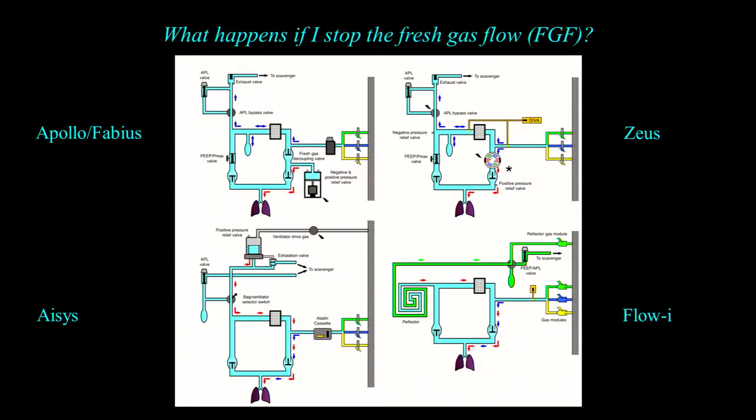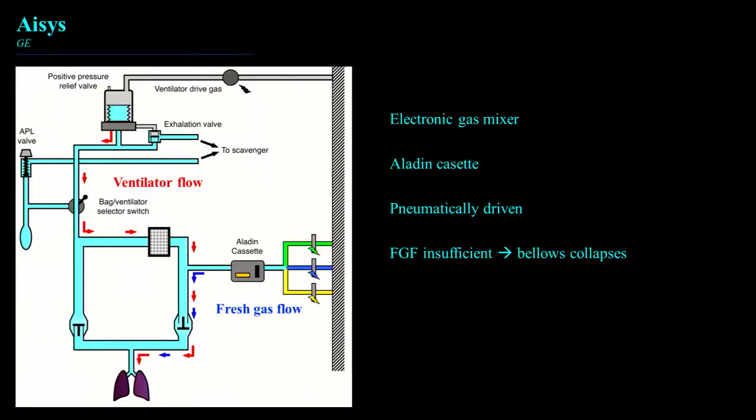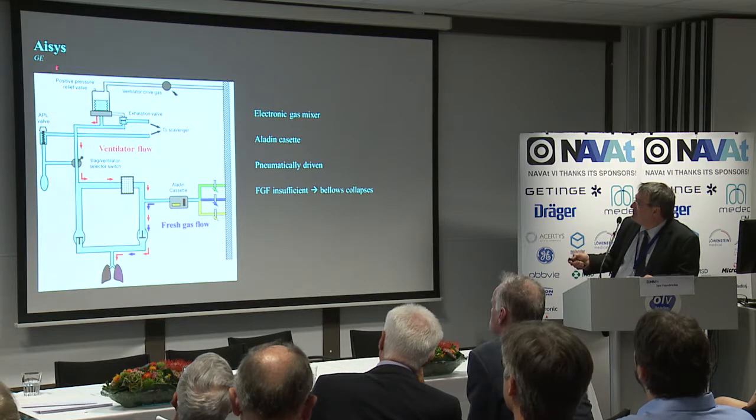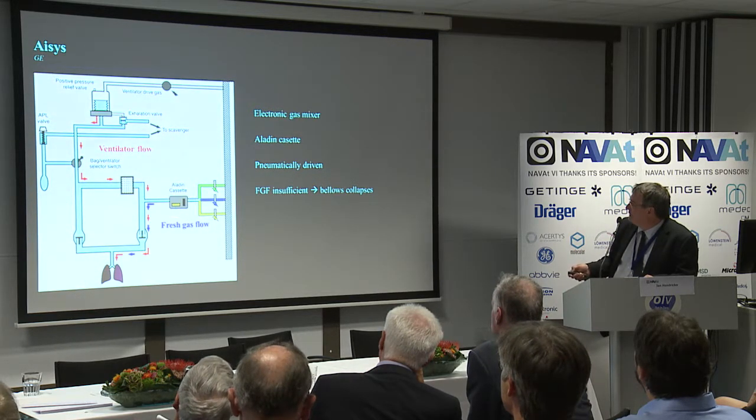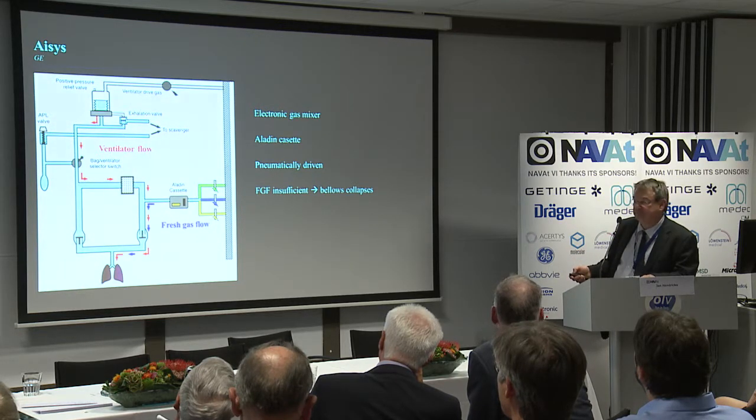This is actually from our paper in ANA this month. We have the different anesthesia machines here, and I'm just going to walk through them. It's going to be another 5 minutes, I think. So this is the ACES machine. It has an electronic gas mixture with a cassette here. It's pneumatically driven. If the fresh gas flow is insufficient, or you stop it, the bellows will collapse.